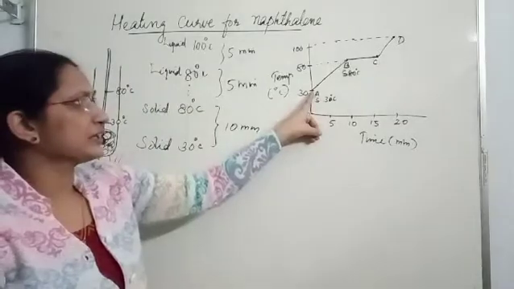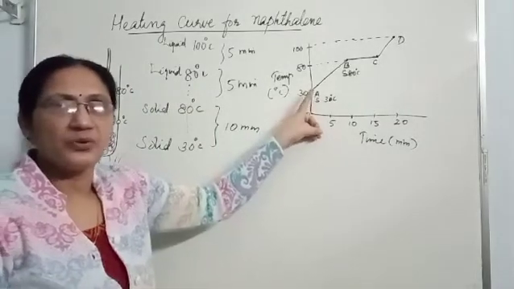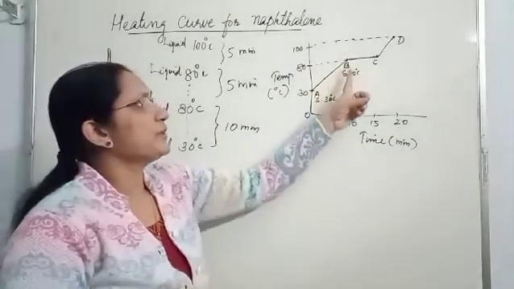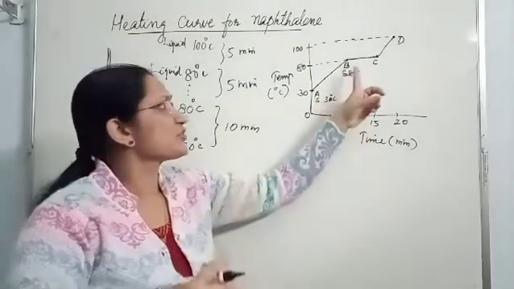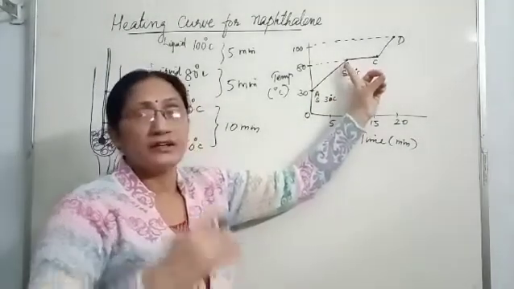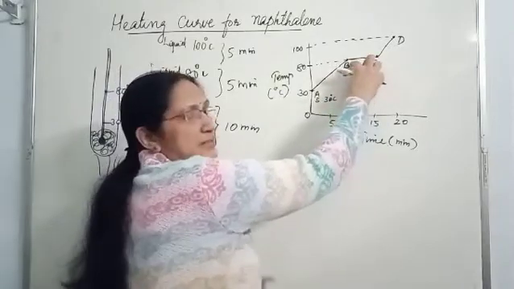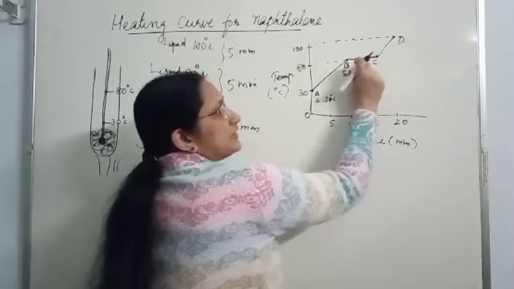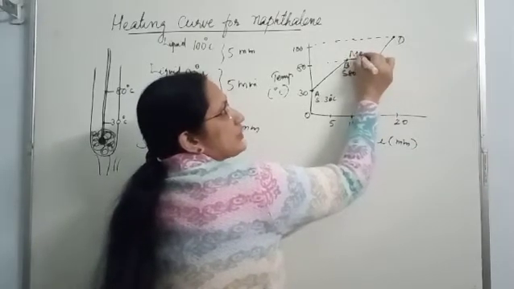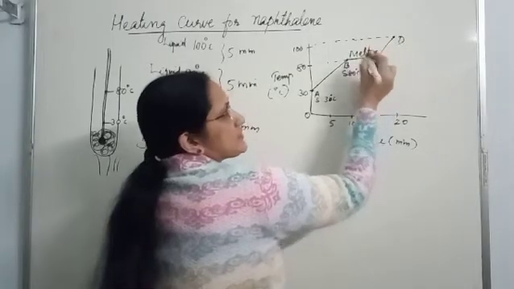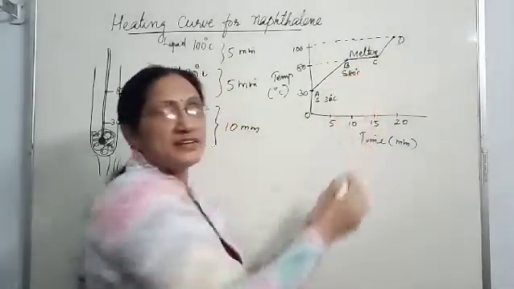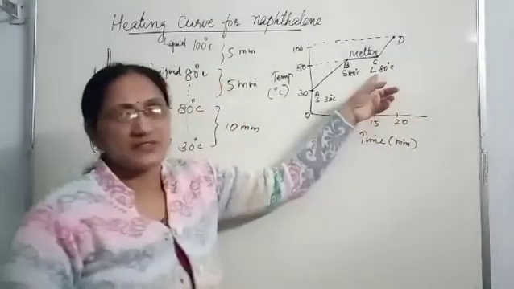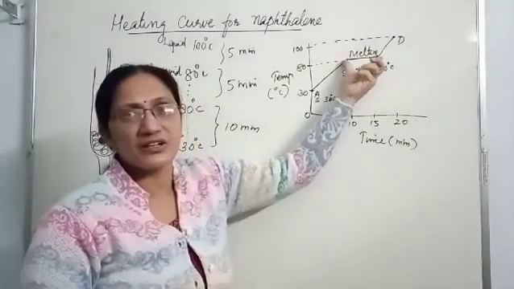In the beginning of the graph, at the point A, you have solid naphthalene at 30 degrees in the vessel. At the point B, that 30 degree temperature rises to 80. So during the section AB, temperature was rising from 30 to 80. Then for the next 5 minutes temperature doesn't change. So what is happening during this section BC is melting or fusion. That means solid naphthalene at 80 degrees Celsius changes to liquid naphthalene at 80 degrees Celsius. So the melting process happens during this section BC.